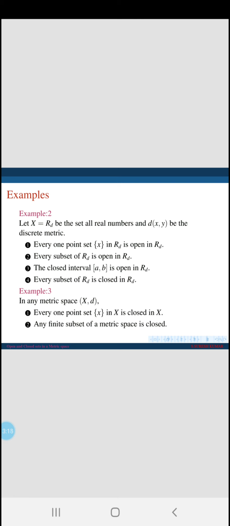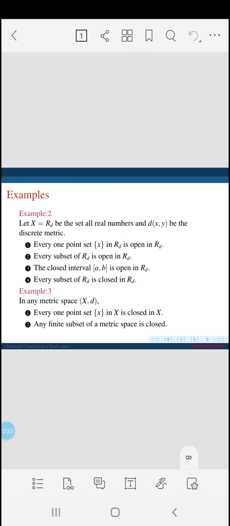Next example, every subset of R_D is open, which implies every subset of R_D is closed. Therefore, in a discrete metric, every subset of R_D is both open and closed in R_D. Similarly, every singleton set is both open and closed in R_D.